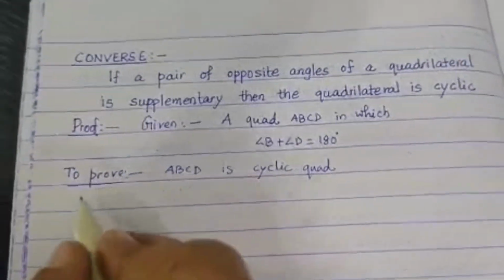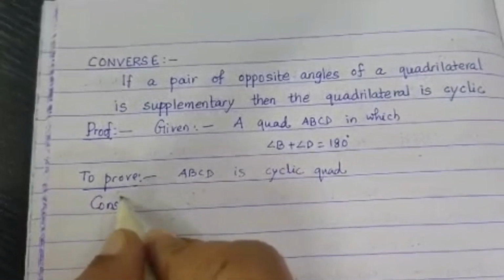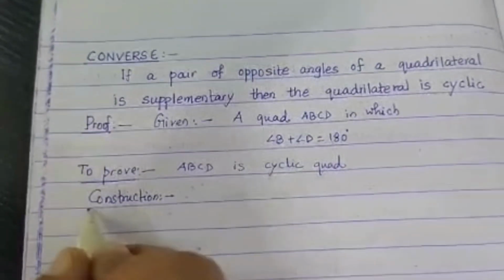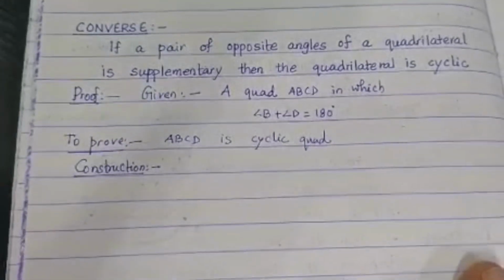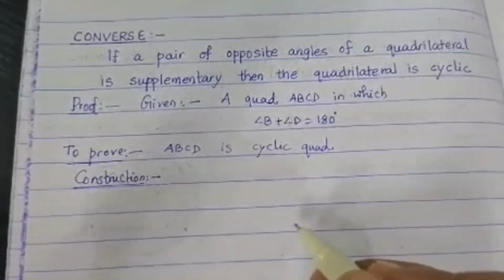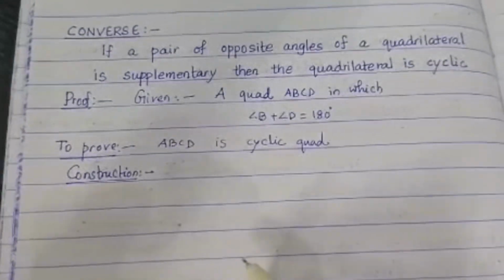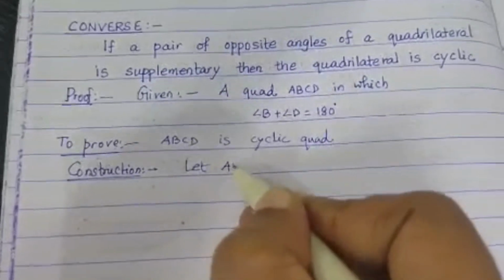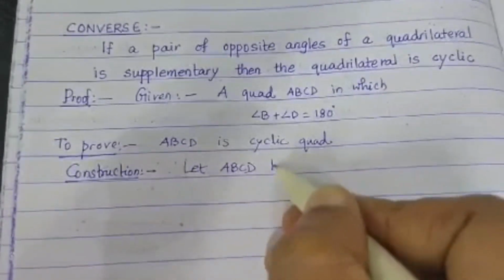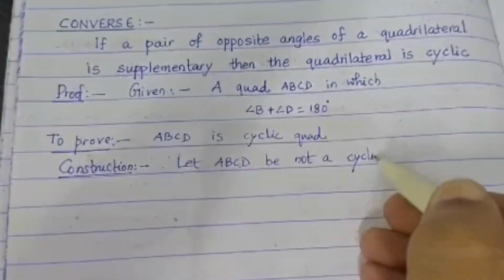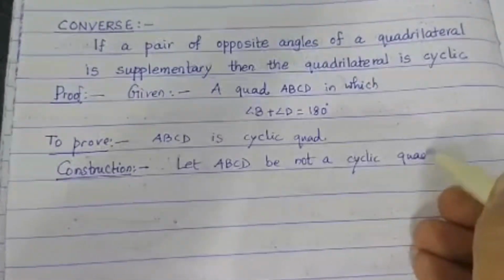First of all, we will do one construction. The construction is a little bit contradictory. Let us suppose that ABCD is not a cyclic quadrilateral. Let ABCD be not a cyclic quadrilateral.